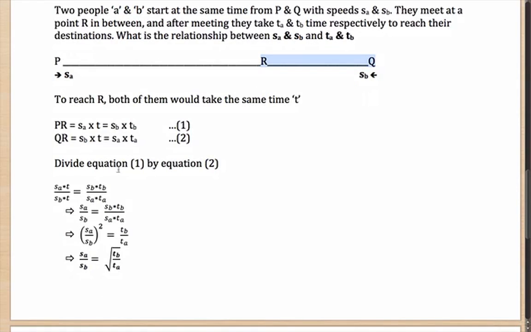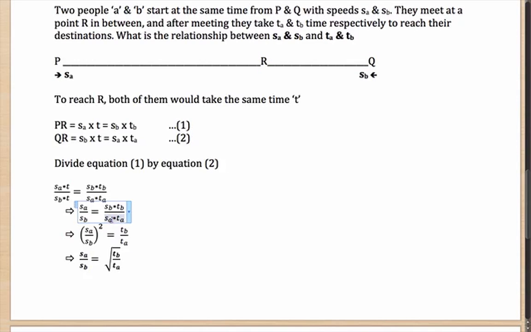Let's see what happens when you divide these two equations. SA into t will be divided by SB into t, whereas SB into TB will be divided by SA into TA. As you can see from here, t will be cancelled from the numerator and the denominator. You will be left with SA by SB is SB into TB divided by SA into TA.